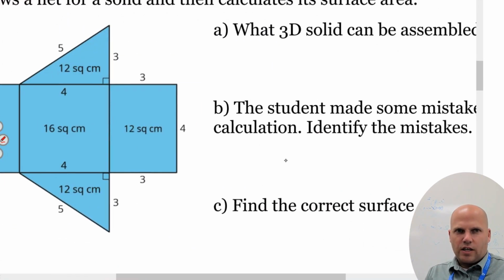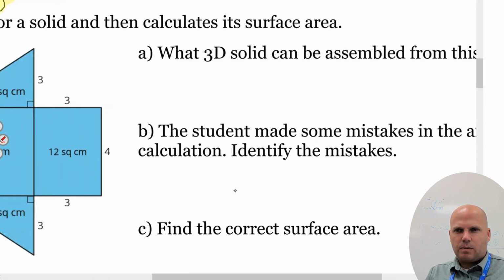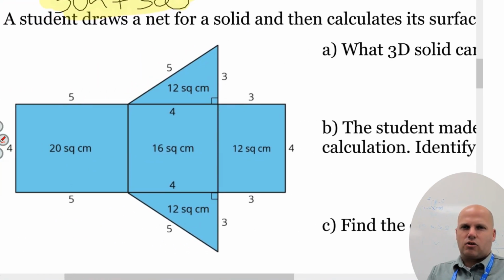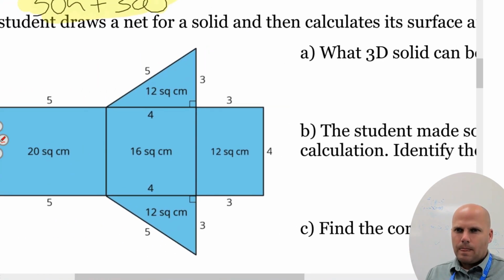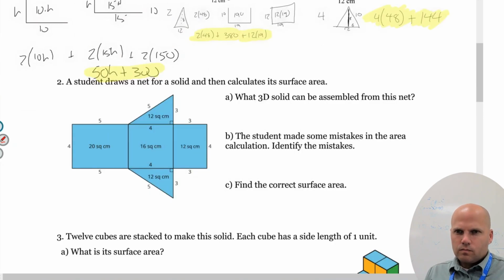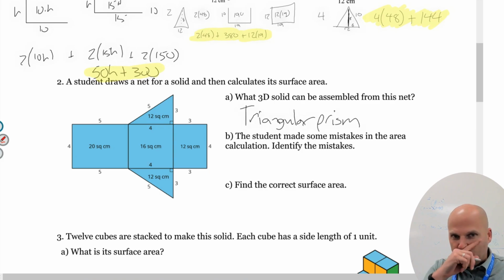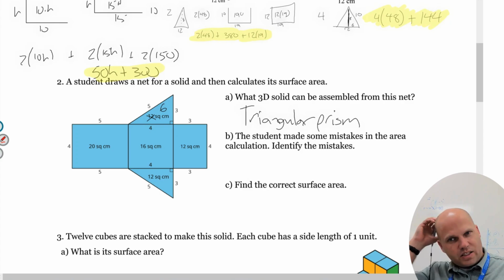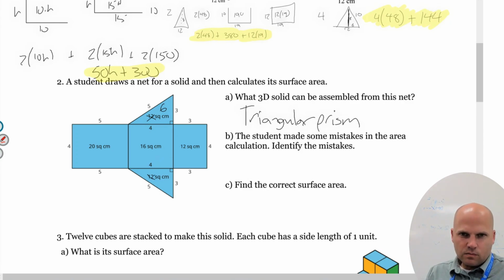Student draws a net for a solid and then calculates the surface area. What 3D solid can be assembled from this net? It looks like it's a triangular prism. Student made some mistakes in the area calculations. Identify the mistakes. Yeah, these are sixes, half of a base times height. That's 12. That's 16. That's 20. Cool.